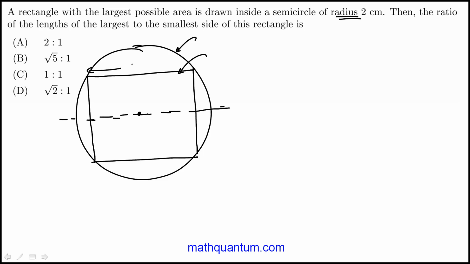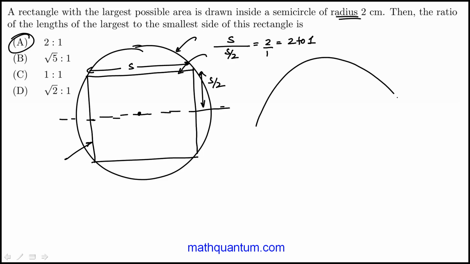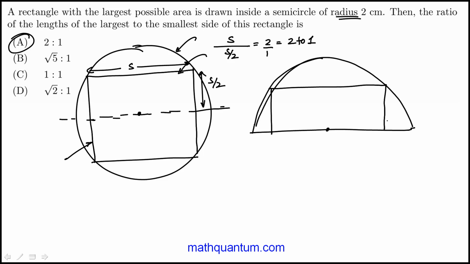And so if this is S, the side of the square, then this would be half of that, S over 2, which means the ratio of the largest side S to the smallest S over 2 would be 2 to 1. So you can do it this way if you already know this result. Otherwise, you can use algebra here or calculus, which I don't think the CAT writers expect you to know. But let's say we want to do it this way.